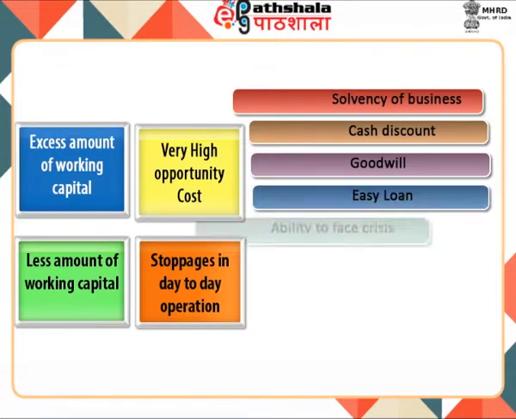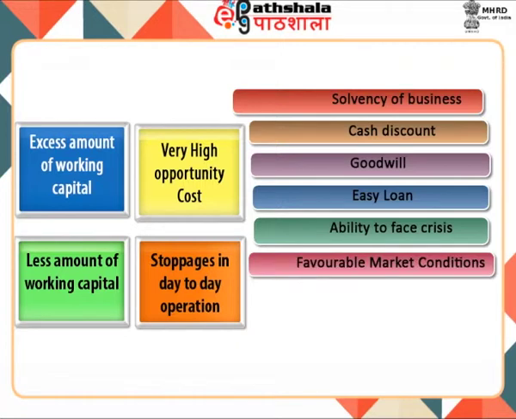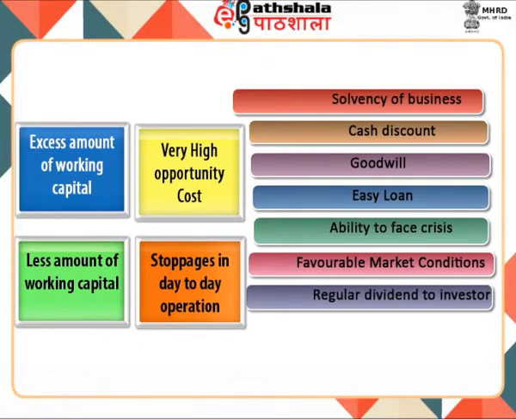High solvency and goodwill helps in getting loans easily. In case of business crisis like depression, firms with adequate working capital have a greater chance of surviving. Such firms can also make use of good market conditions like lower price on bulk buying, using their funds, and they are in a position to pay regular dividends to investors, which enhances their image.